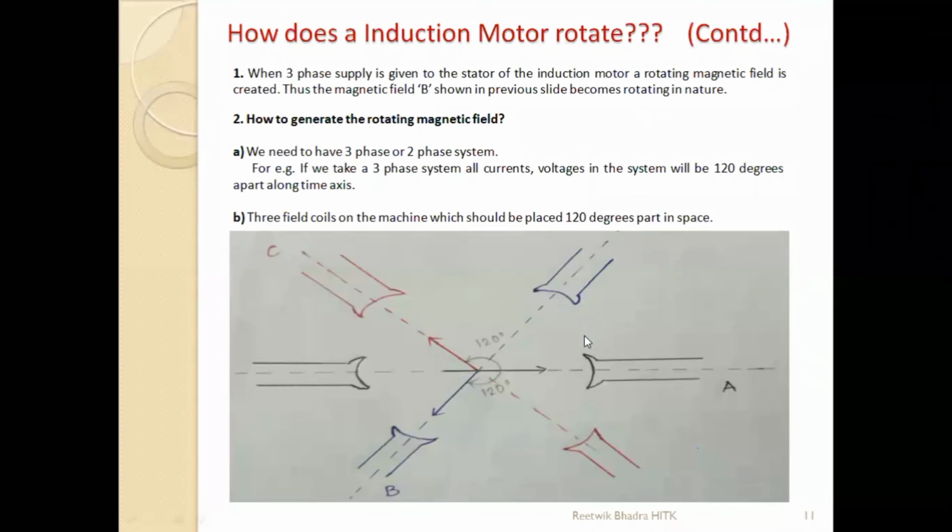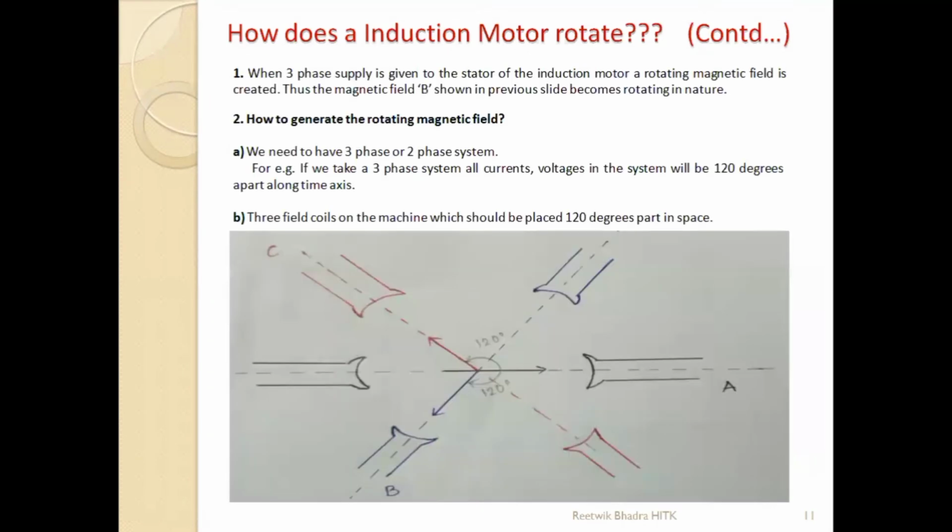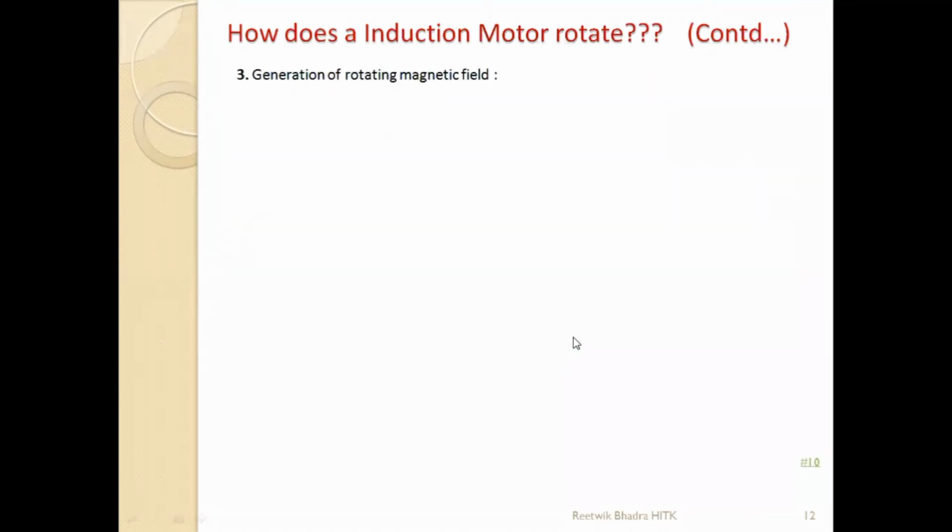Next, all the poles are placed 120 degrees apart. A to B 120 degrees, B to C 120 degrees, C to A 120 degrees. Then only your rotating magnetic field can be generated. These are the two necessary conditions which you have written. Next. You have understood the two points. First, a three-phase system is required, and second, all the poles should be placed 120 degrees apart, fixed in space. Next.